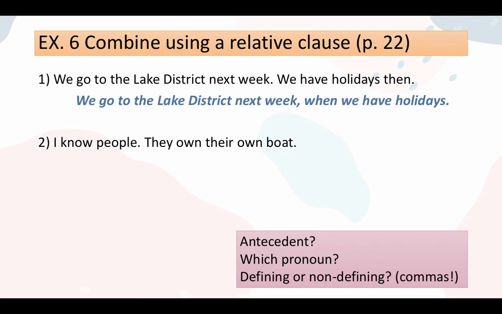Sentence 2. I know people. They own their own boat. A good antecedent here is people, since they're talked about in both sentences. Now, people are people, not objects, so a good relative pronoun to use here is who. So the result that you get is, I know people who own their own boat.